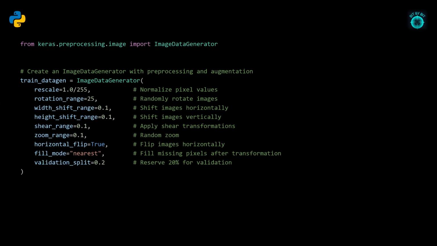Here, we import ImageDataGenerator from Keras. This tool allows us to load, rescale, and augment images directly from folders. We create a generator that rescales all pixel values to between 0 and 1. It also adds small random transformations, such as rotation, zoom, and flipping. These variations make the model learn more general features, preventing overfitting.